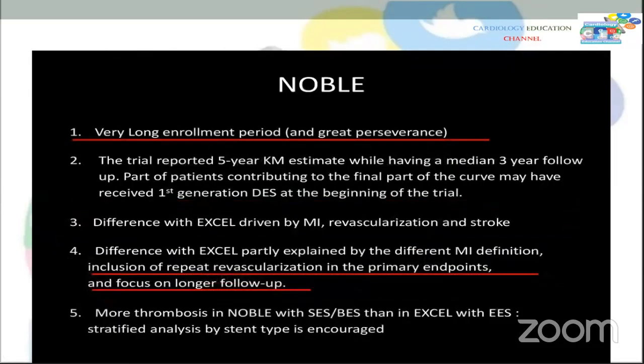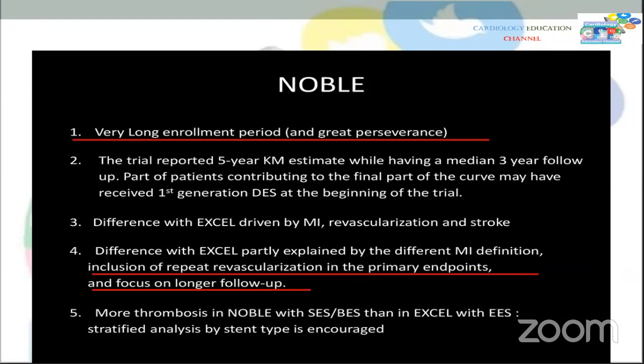This was what happened in the NOBLE, that these MIs were in new areas other than the areas that were revascularized previously. The NOBLE had a very long enrollment period because the number of sites and centers was less, with great perseverance, and the number of patients was less. The trial reported 5-year Kaplan-Meier at that time, but now we have the real 5-year results. It's the same, 29 versus 19.